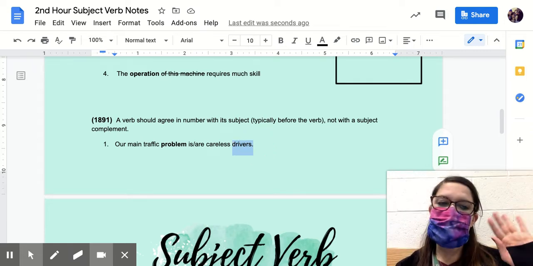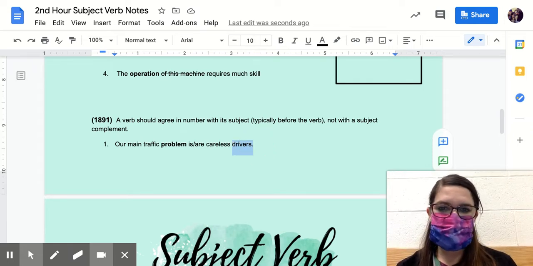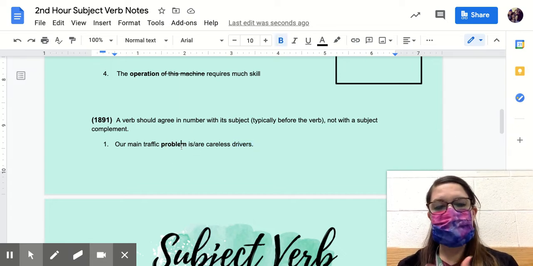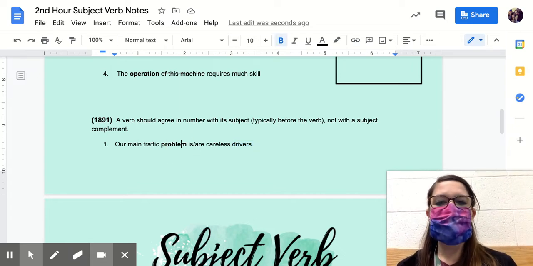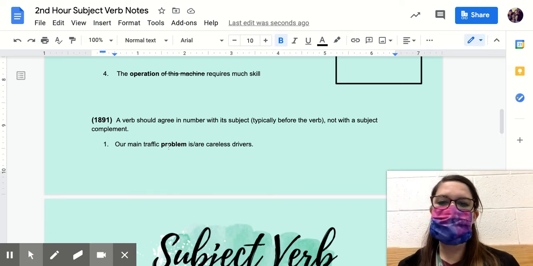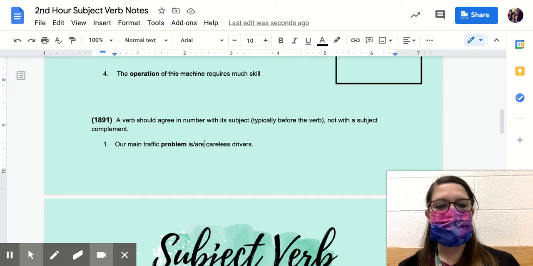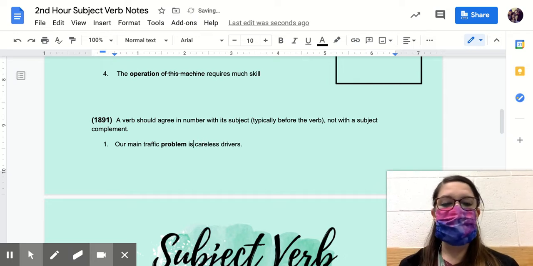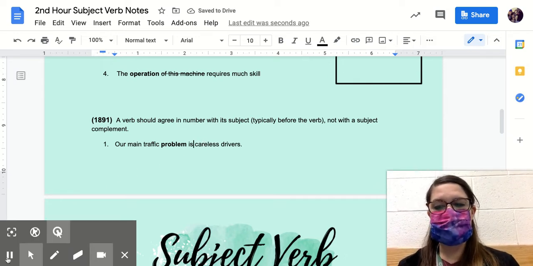We don't want to be confused by the complement that comes after the verb. We want to focus on the subject that generally is going to come before. So problem is our subject. Is problem singular or plural? In this sentence, it is singular, so we need the singular verb, which is. Because remember, singular verbs have S's at the end.